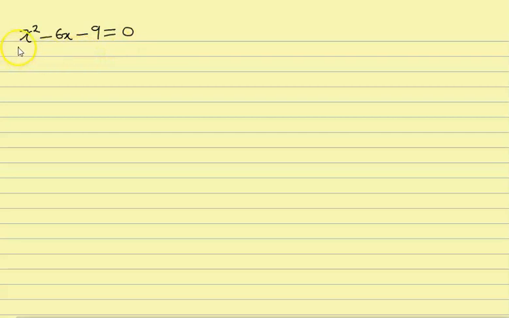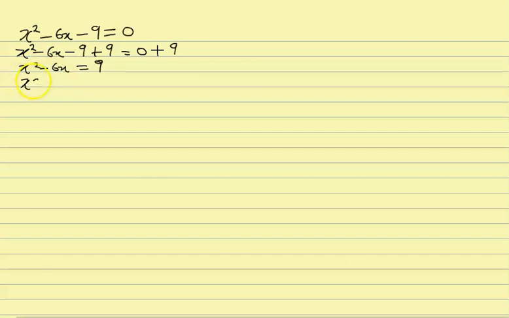So if we are going to do that, that is going to be x squared minus 6x minus 9 plus 9 equals 0 plus 9. So this just cancels out, and we are going to have x squared minus 6x equals 9. At this stage, what we have to do is take the coefficient of x, which is minus 6, divide by 2, square it and add to both sides of the equation. So basically, minus 6 over 2 squared is what we want to add to both sides.